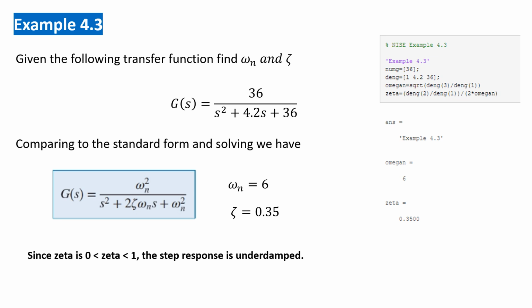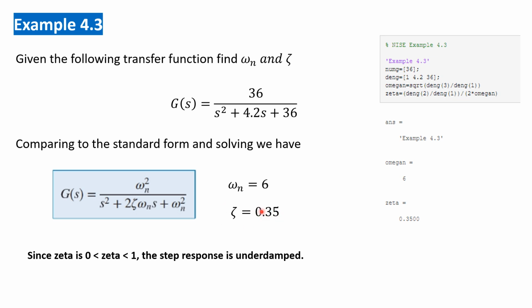Let's see how this works. Given the following transfer function, let's see if we can find the natural frequency and the damping ratio. So we can compare this transfer function to the general form. We can see that omega n squared is 36, so omega n has to be 6. And since we know omega n now, we know that 4.2 equals 2 chi times omega n. We can solve for chi, the damping ratio, and we find it's 0.35.